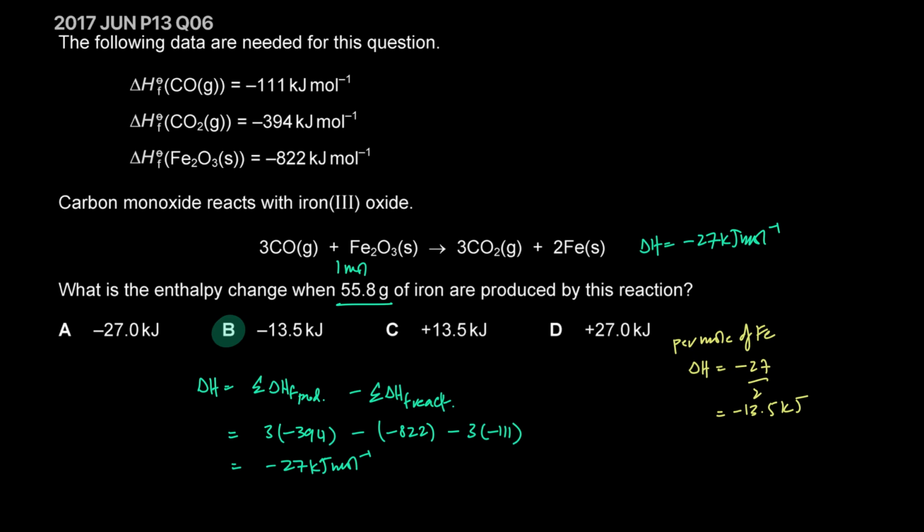Again, in this question, they told us what is the enthalpy change when 55.8 grams of iron are produced, right? 55.8 grams of iron, that's just the molar mass of iron. So that means what's the enthalpy change when 1 mole of iron is produced? Now, the calculation that we've done for the equation is for 2 moles of iron being produced. So if 1 mole was being produced, then the enthalpy change would have been half of this. Okay, this is the enthalpy change if 2 moles of iron were produced, and half of that would be the enthalpy change when 1 mole of iron was produced.